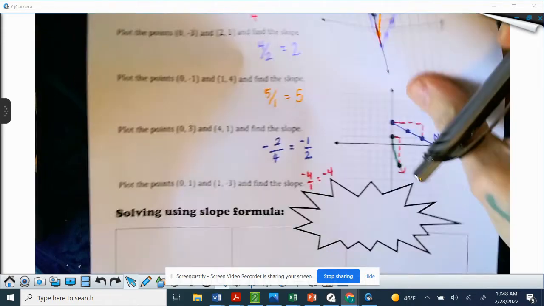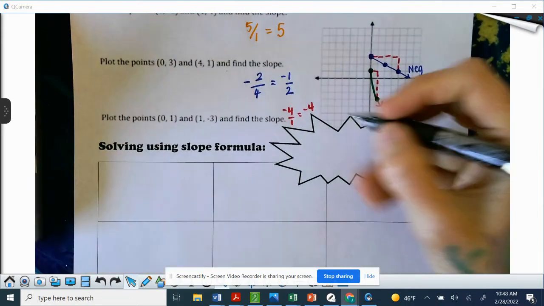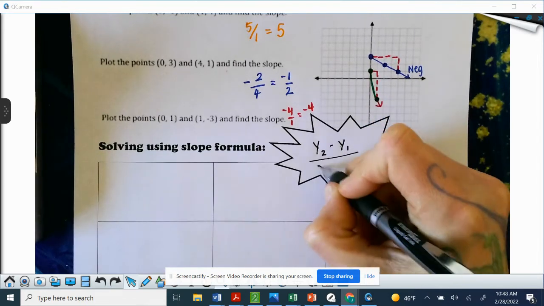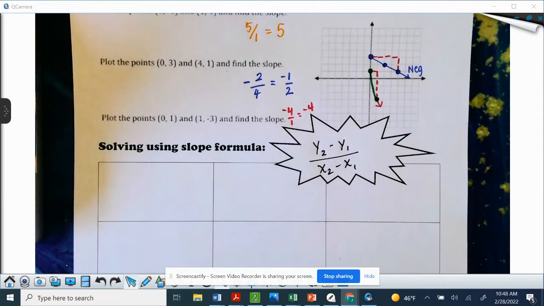We also have the option for your algebraic solvers. You were probably taught y2 minus y1 over x2 minus x1 prior to this class. And that is perfectly correct. That is awesome. If you're good at it, keep at it.